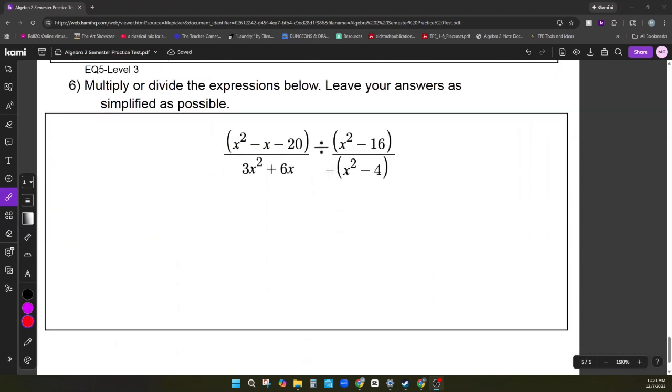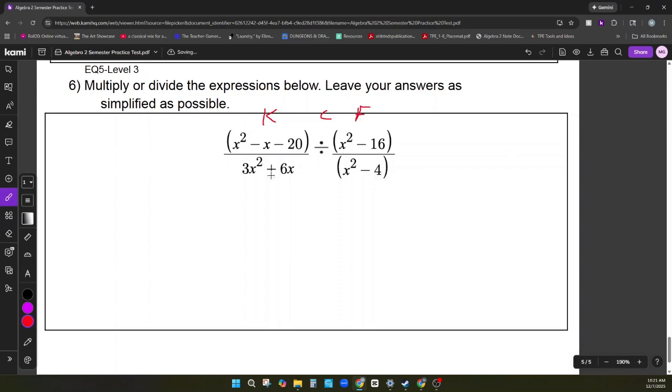And lastly, we come to our longest problem by far, number 6, where it says to multiply or divide the expressions below, leave your answers as simplified as possible. So I have my two fractions that have rational expressions in their numerator and denominators. The first thing you need to notice is I am dividing my fractions, which means we must implement the rule of keep, change, and flip.